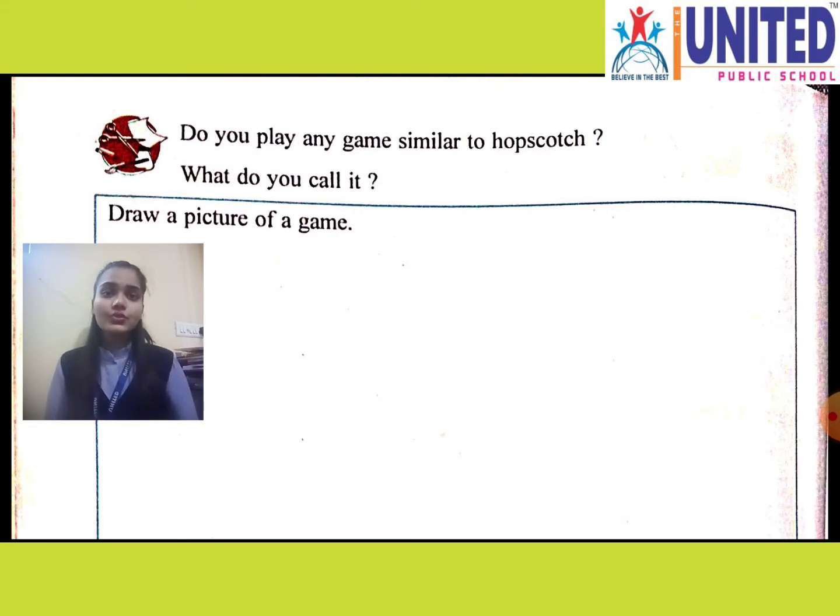Here it is asking you, do you play any game that is similar to hopscotch? What do you call it? Okay, so what do you call this game? Yes. So beta, if you know about any game that is related to hopscotch, here you have to write down the name of that game, and also you have to draw a picture.